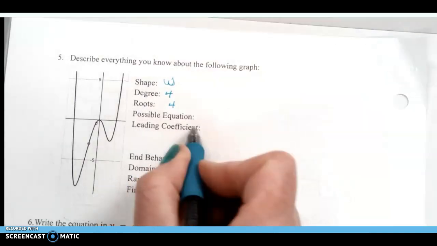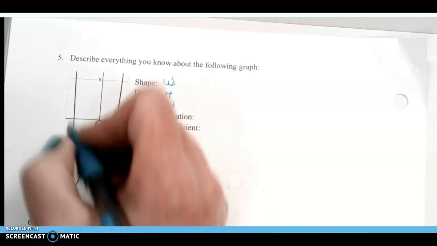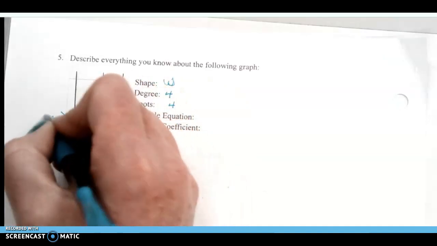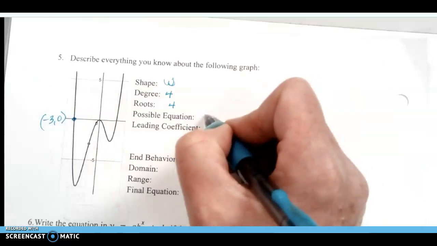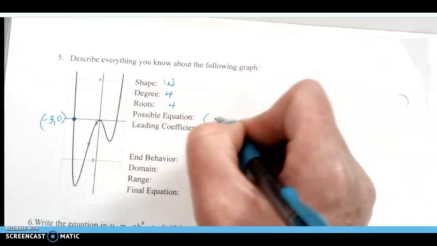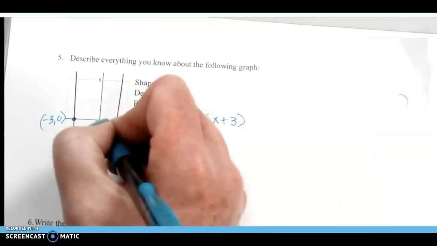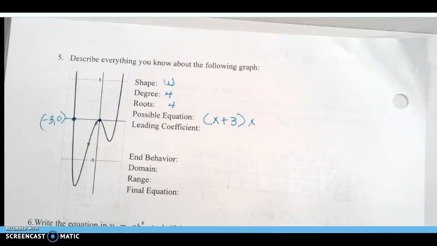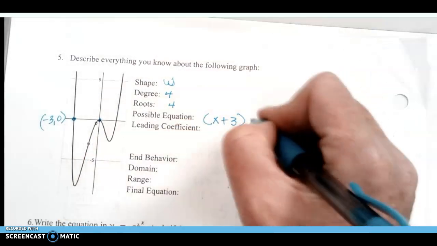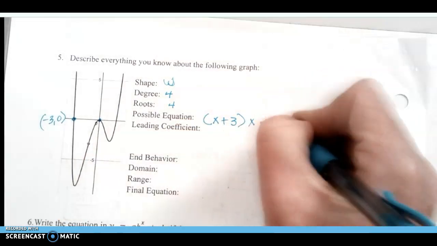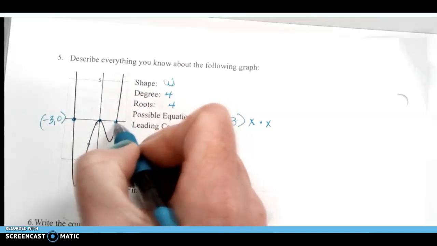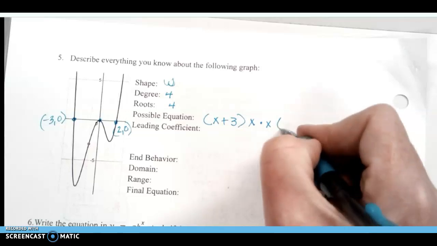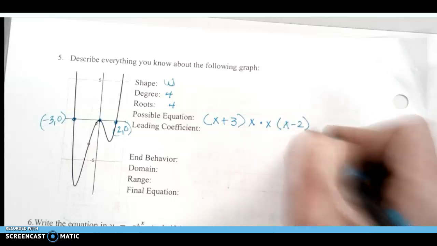What is the possible equation for this? This one is crossing at (-3, 0). So it has a possible factor of x plus 3. This one's hitting at (0, 0). So it has a possibility of an x, and it's bouncing. So it has a possibility of another x. Then it's crossing right here at (2, 0). So it has a factor of x minus 2.